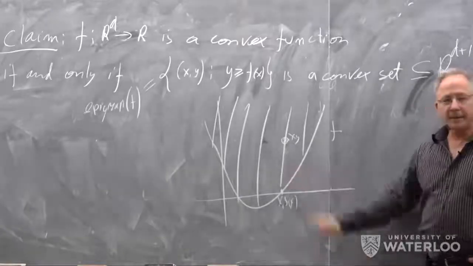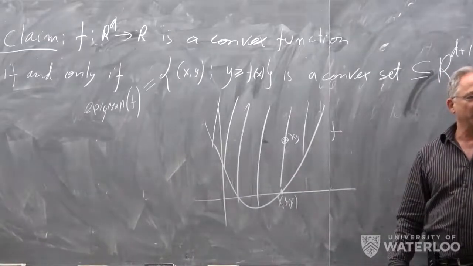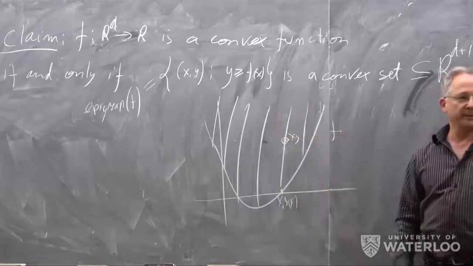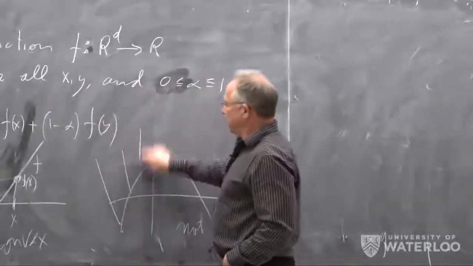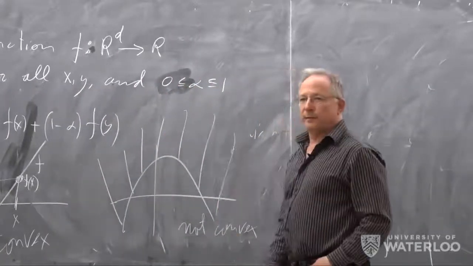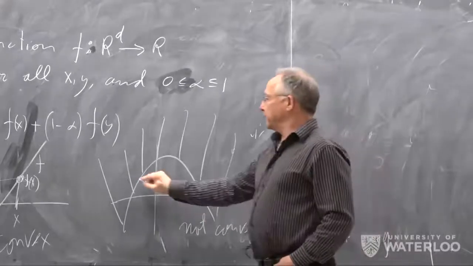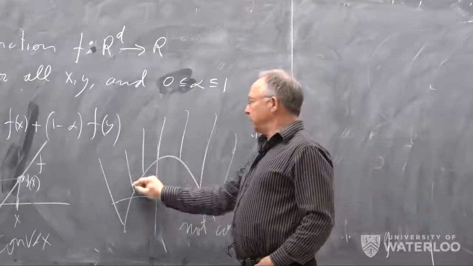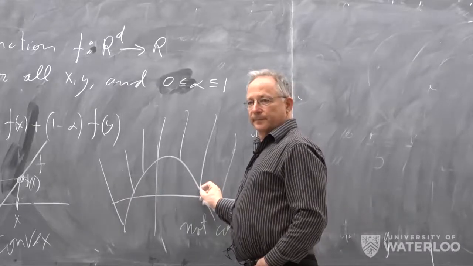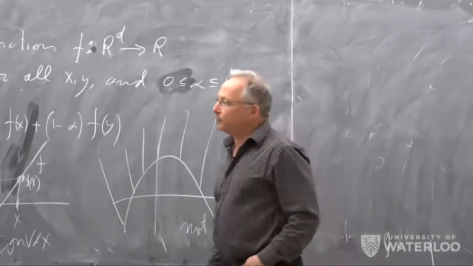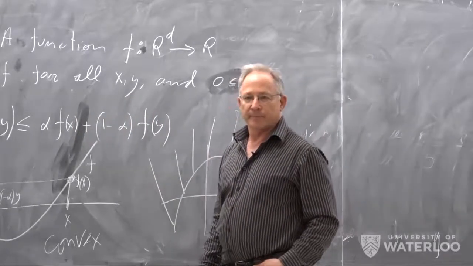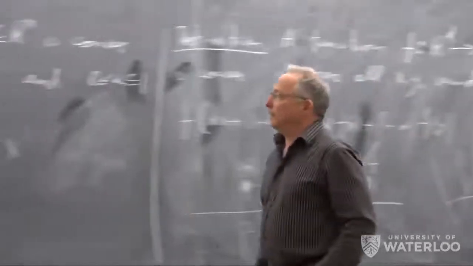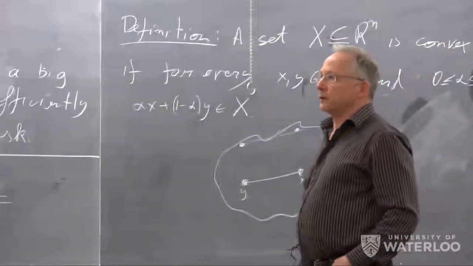So this explains why I chose the word convex for these functions. Because if I look at a function that is not convex and its epigraph, if I look at all the pairs of points which are above the graph, it will not be convex, because when I try to connect these two points, it will go outside the set. So the convexity for functions is just induced by the convexity of sets. And this is just a very straightforward check from the definition.